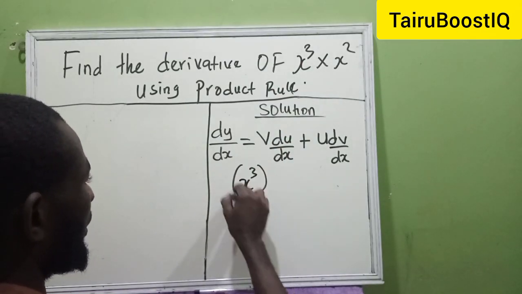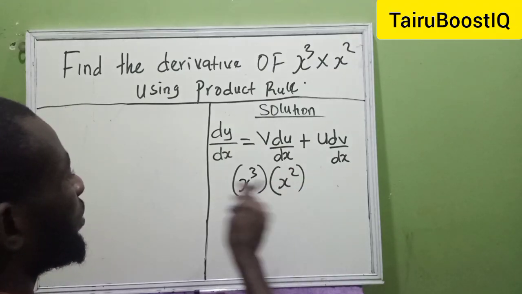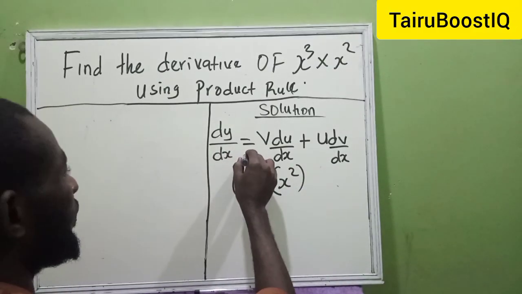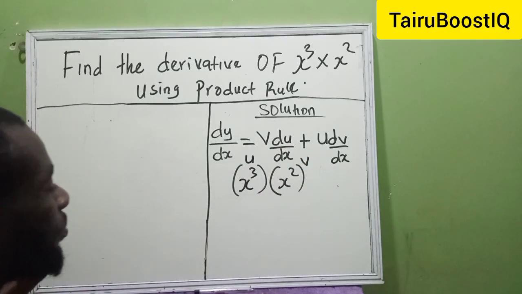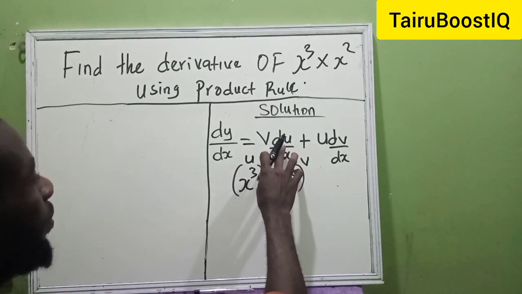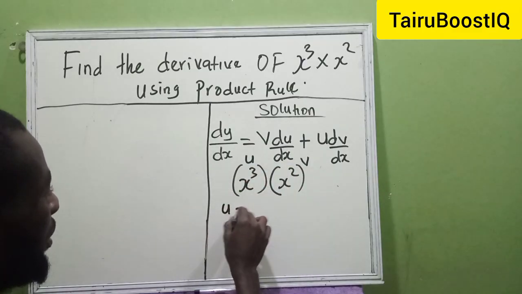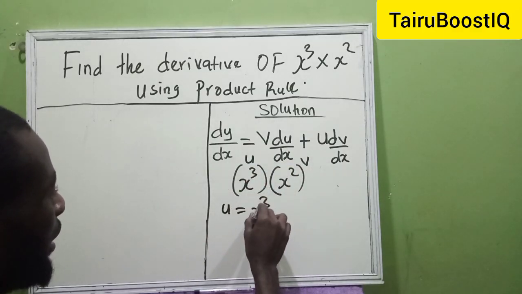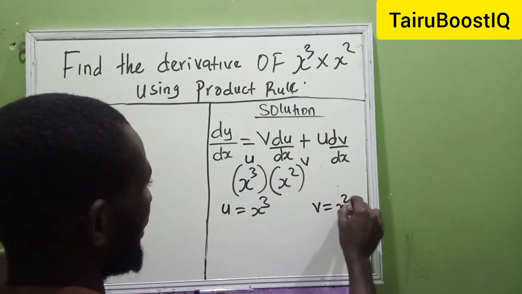This equation that you are seeing, we can rewrite this as x raised to power 3 times x squared. The first function is our u and this one is our v. We need to find the derivative of u and v. So our u is equals to x raised to power 3, and our v is equals to x squared.